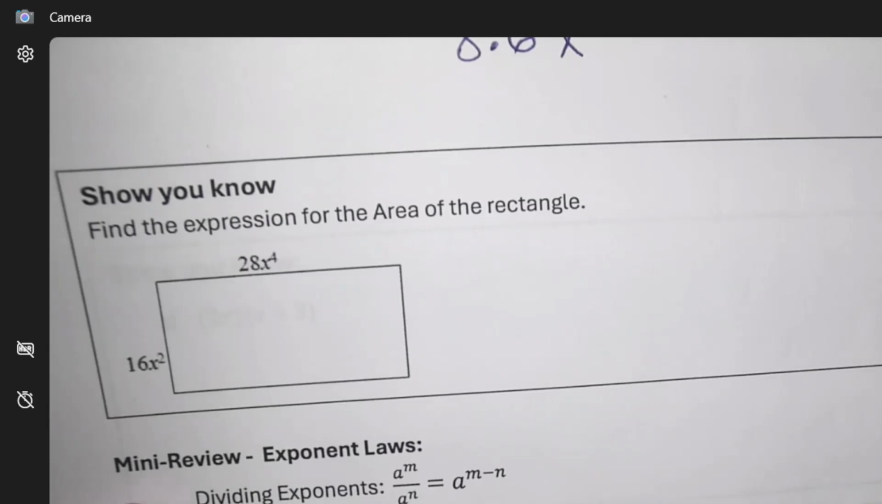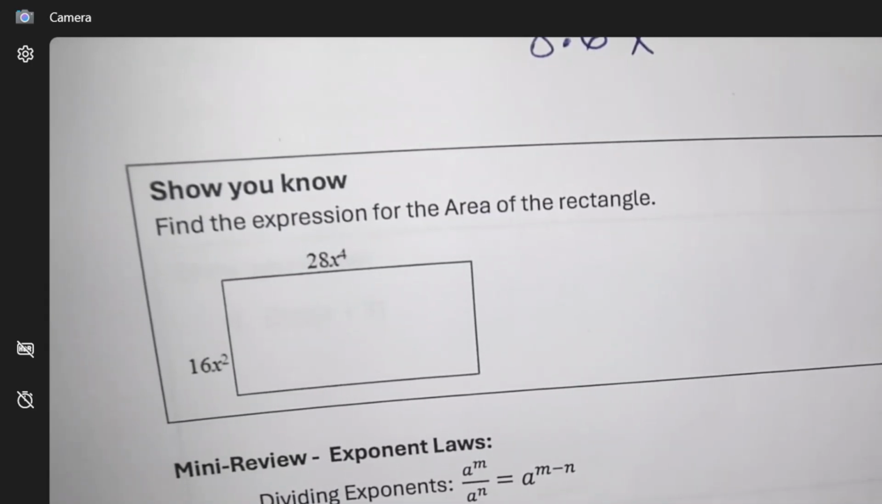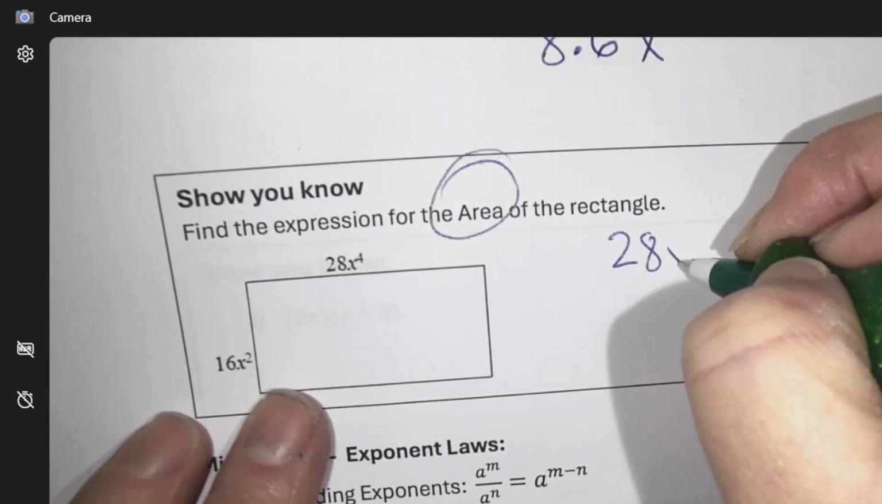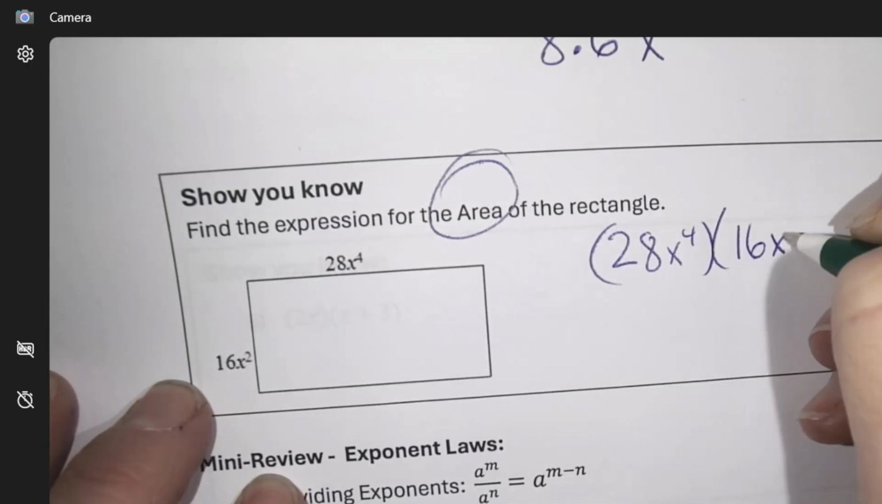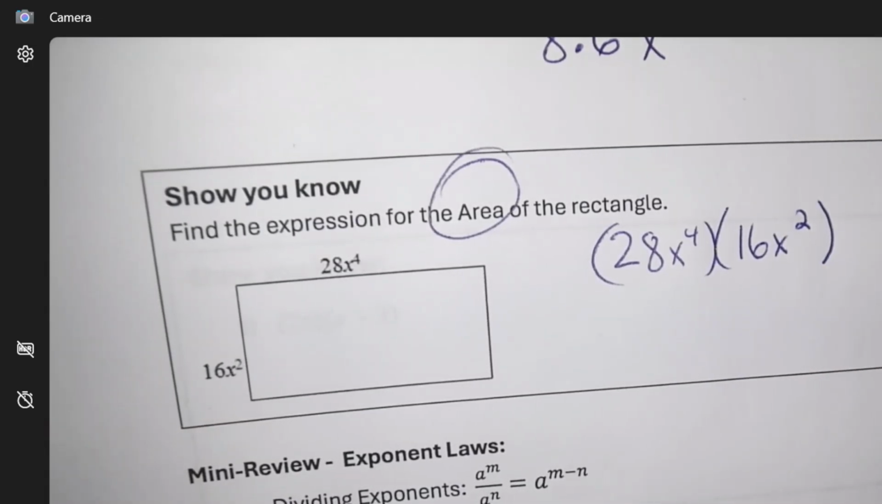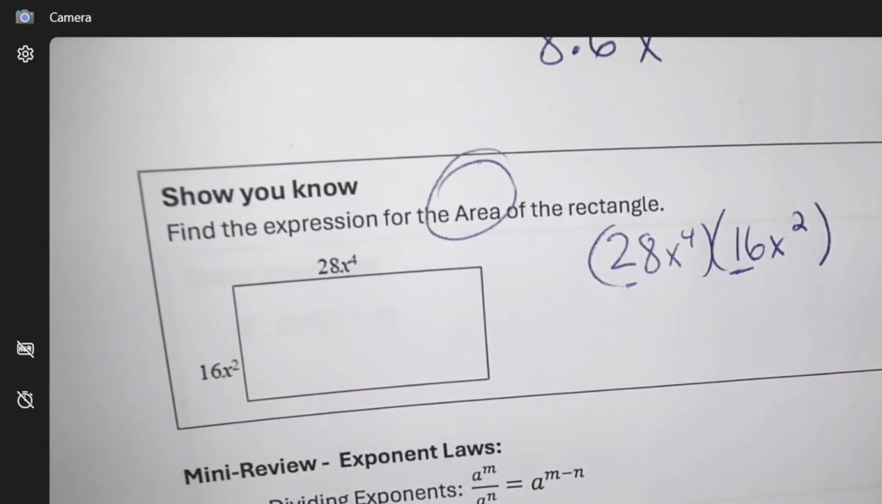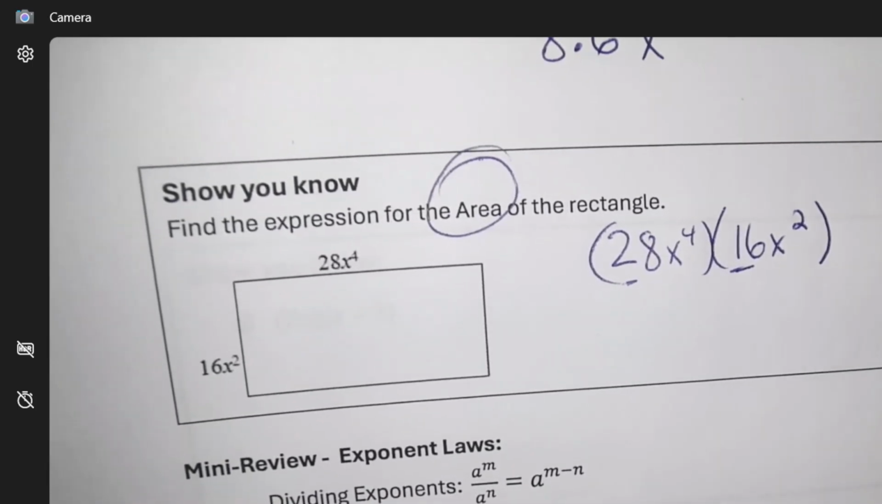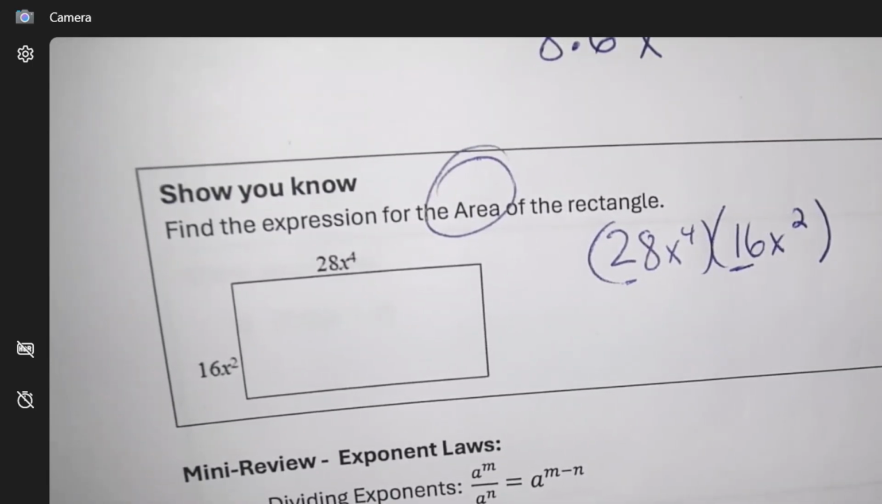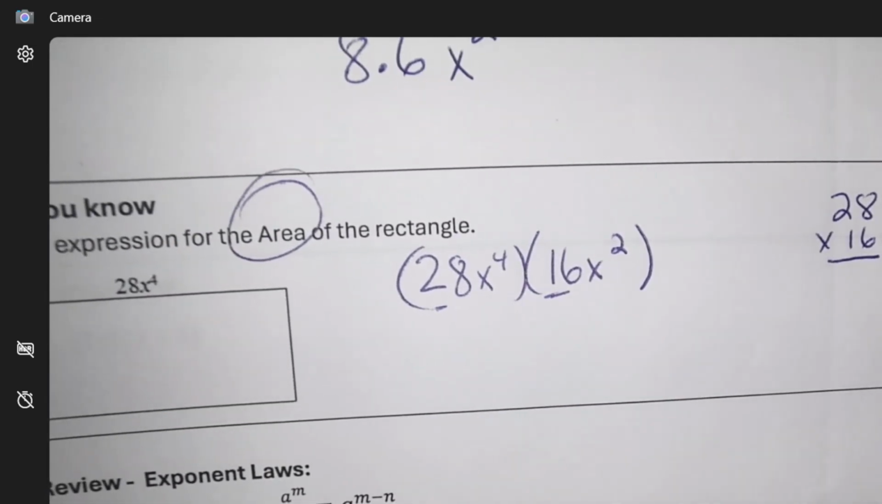Okay, same thing, area. So you set it up. What are you going to do to get area? Oh, I'm on the wrong one. Okay, so coefficient, oh, we got some big ones here. 28 times 16. Will these be on the test? Is there a calculator on the test? No calculator again. Will these big numbers be on the test?